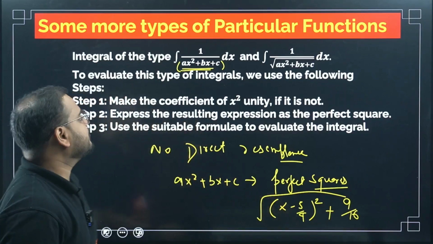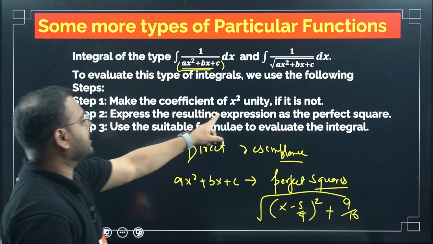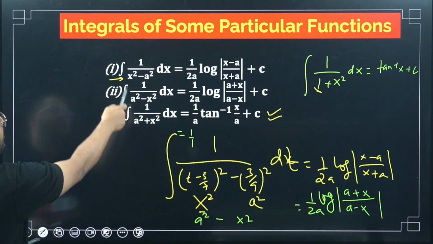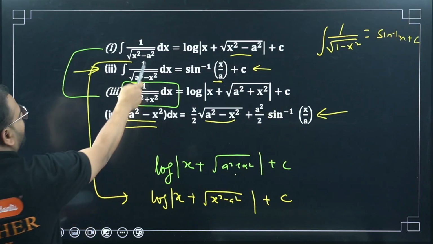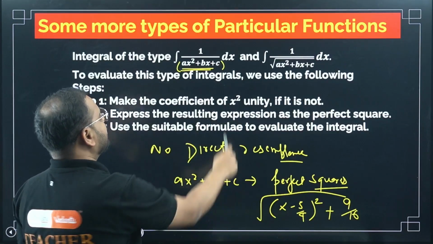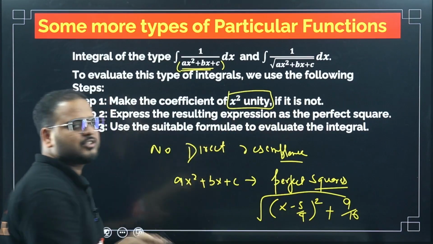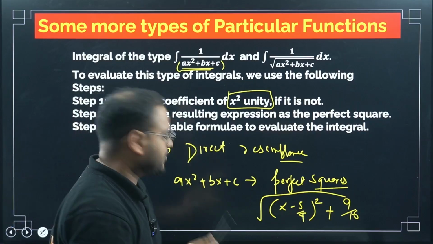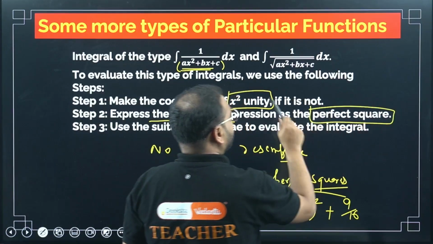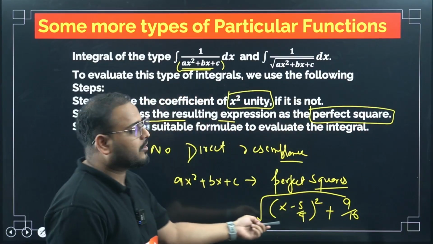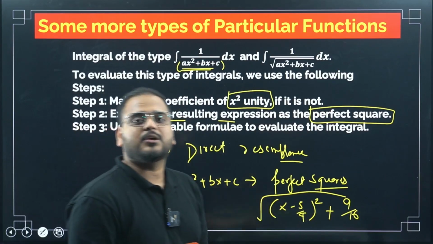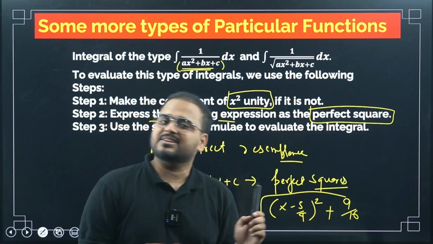This is the other form. So please check the steps. Make the coefficient of x square as unity. Why unity? Please check, everywhere the coefficient of x square is 1, 1, 1, here also 1, minus 1, 1, minus 1. So every place you have this coefficient as unity. That's why you make all the coefficients unity, so that you can use the respective formulas. Then express the resulting expression in perfect square form. Check which one of the 7 formulas that we learned suits our particular question, and use that particular function to solve the integration.